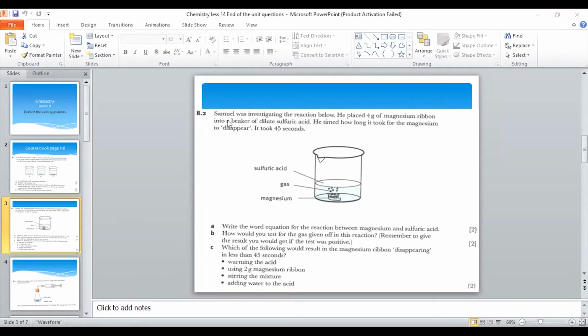Okay, what about B? Who is going to do B? How would you test for the gas given off in this reaction? Remember to give the result you would get if the test was positive. To test the presence of hydrogen, we could simply light a splinter, and if we burn the hydrogen, it will make a pop sound. Exactly. We have done this experiment before, right? Several times in the lab.